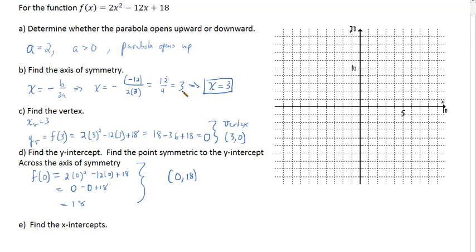So what we know so far is the vertex is at 3, 0. And we have the y-intercept at 0, 18. And we know that the axis of symmetry is at x equals 3. So let me draw in that axis of symmetry here in green. And since my y-intercept is 3 units from the axis of symmetry, I need to go 3 units to the other side of the axis of symmetry, and I can plot another point on the curve. And so this point that's symmetric to the y-intercept is the point 6, 18.